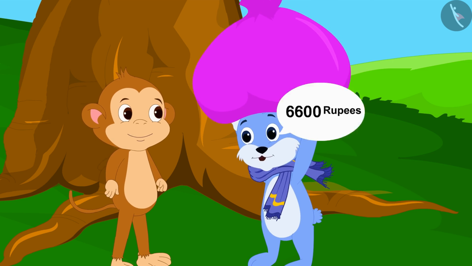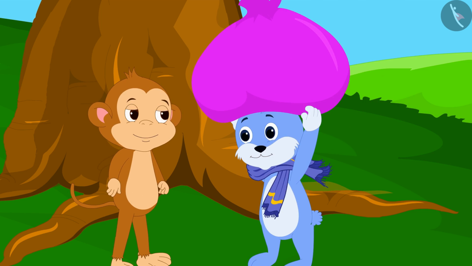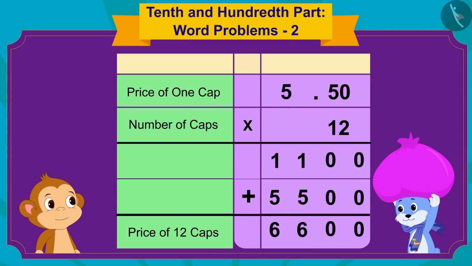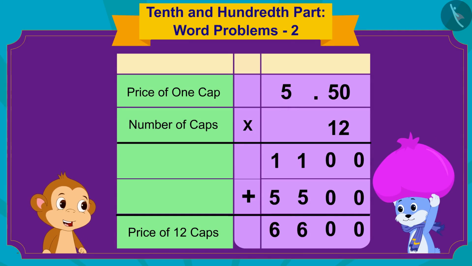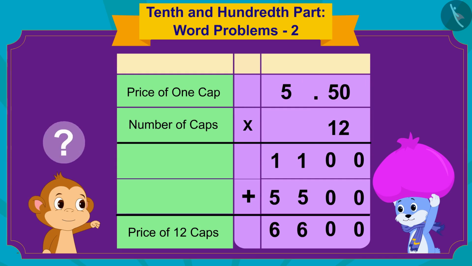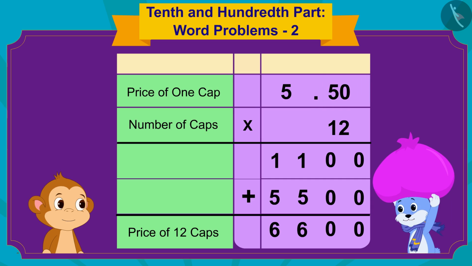"Wow! Then will I earn 6,600 rupees?" Bunny excitedly asked Babban. "No, Bunny. Now we have to see how many digits are there after the decimal point in the numbers being multiplied. Can you tell me how many digits are there after the decimal point in 5 rupees and 50 paise?" Babban asked Bunny. "2 digits," Bunny quickly replied.